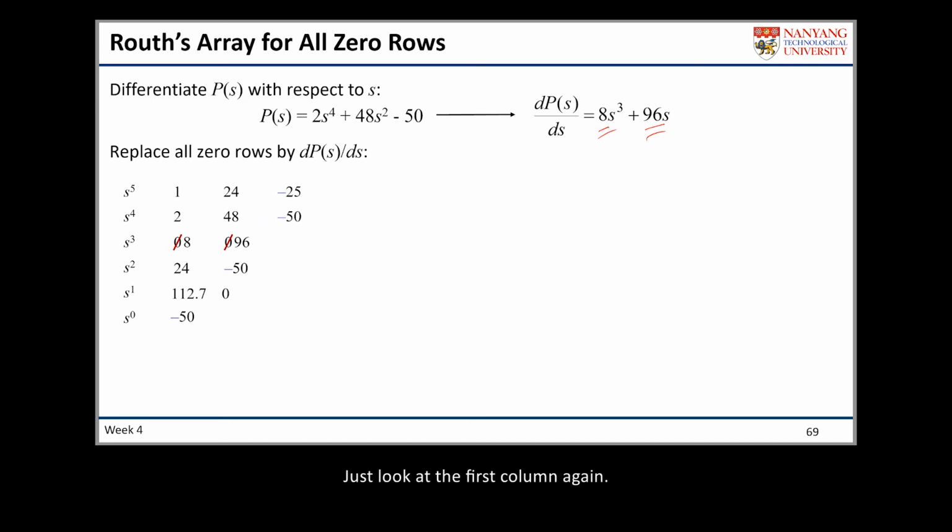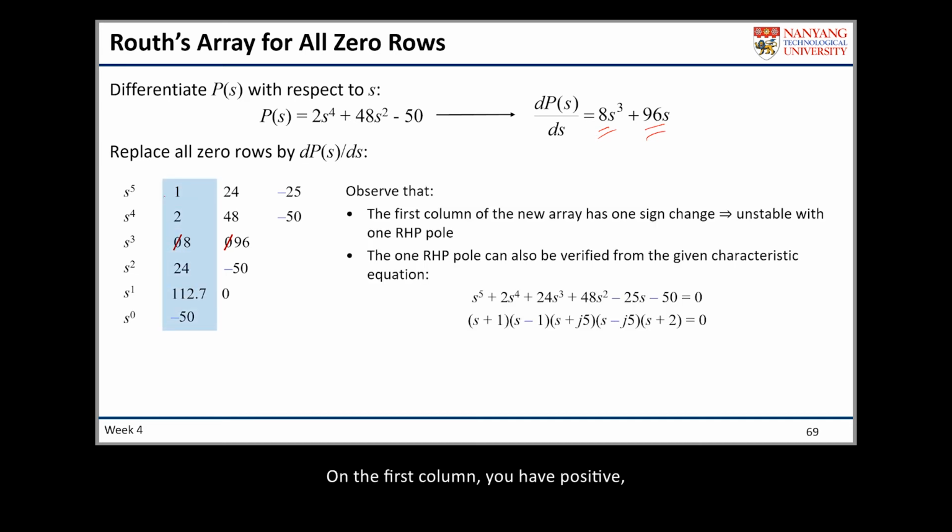Just look at the first column again. What do we see here? On the first column, you have positive, positive, positive, positive, positive, negative. Not all of them have the same sign. And if you look at it again, the first one is positive, second is positive, positive, positive, positive, and then there is a sign change from S1 to S0. There is a sign change once. That means you will have one pole in the right hand plane. What does it mean? That means your system is unstable.